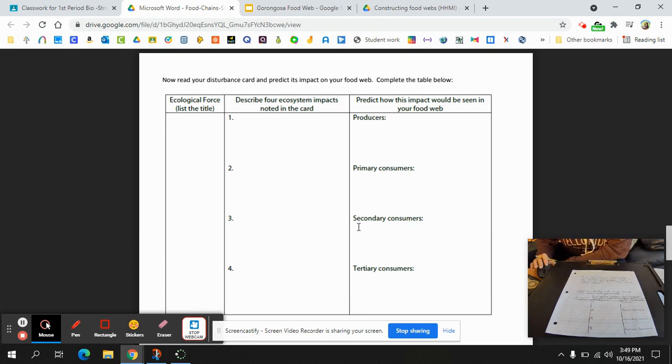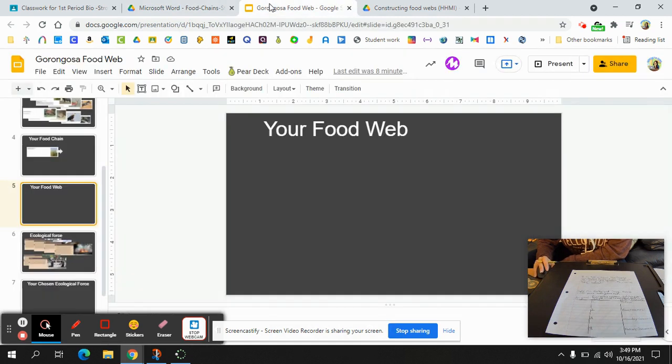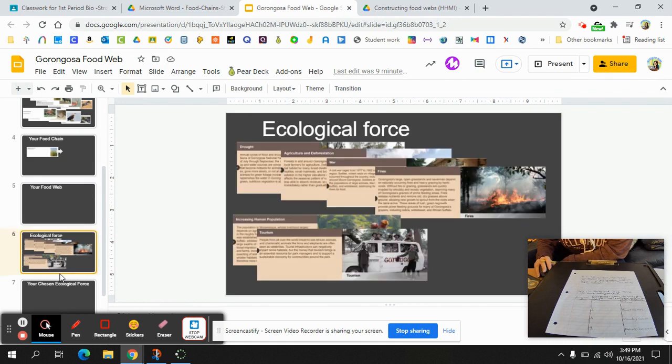Once you have the table copied into your assignment, you will read about a disturbance. So let's go back to our Grongosa Food Web interactive slides. And on slide 6, you will find 6 different ecological forces that you can choose to place here. There's droughts, agriculture and deforestation, war, fires, increasing human population, and tourism.